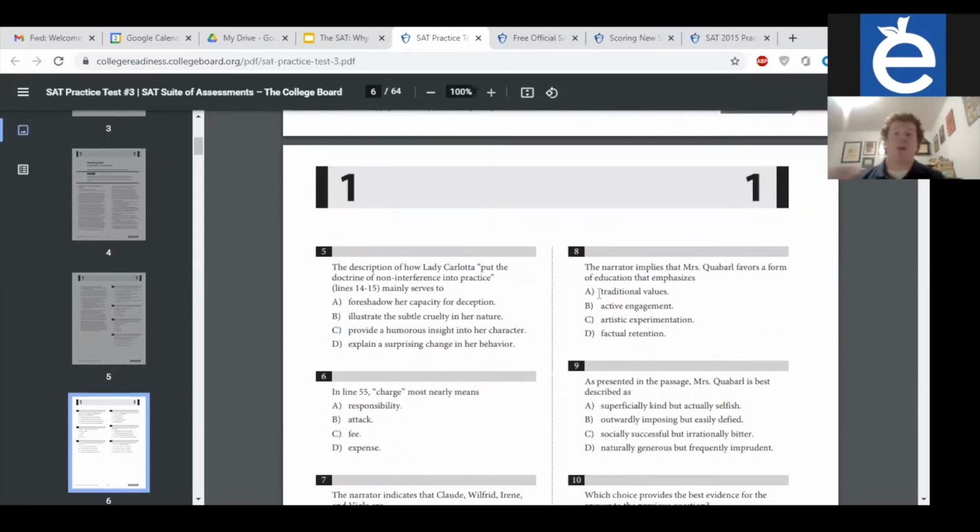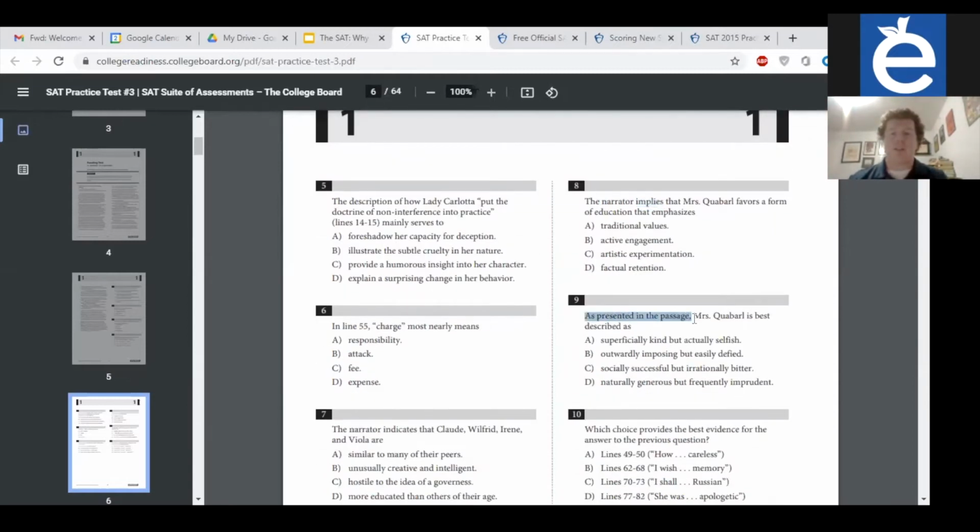Okay, moving on to number 8. The narrator implies that Mrs. Cubaro favors a form of education that emphasizes. Okay, so here, again, we are not given a specific context, and also it says the narrator implies. That means we are going to have to do some interpretation. We're going to have to see what they're implying, because they're not going to say it in a straightforward way. So this, again, is probably going to take a little bit more time.